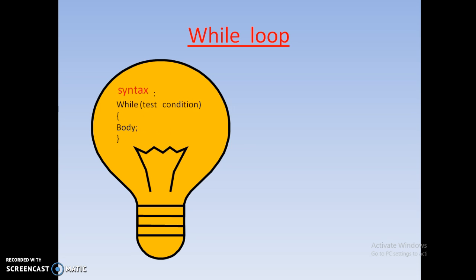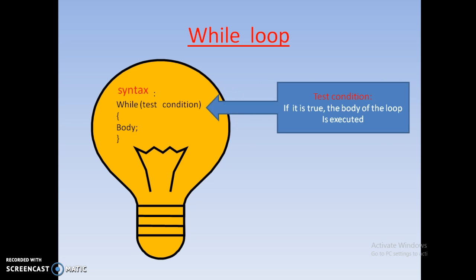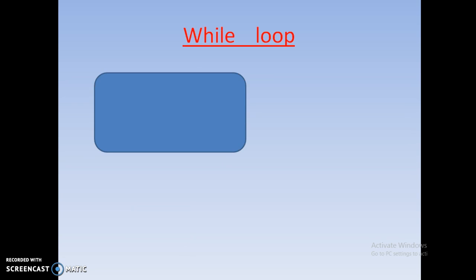While test condition body. Test condition. If the test condition is true, the body of the loop will be executed. If the test condition goes wrong, the body of the loop will not be executed. It exits from it.